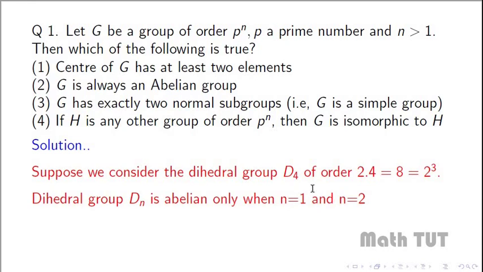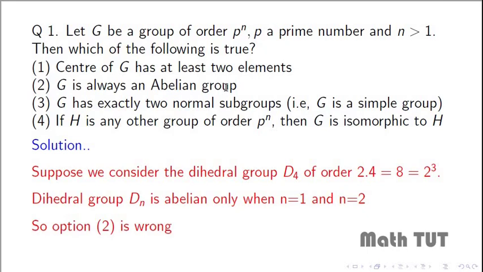So with this fact, actually we can take out the second option, that is, G is always an abelian group. So we found basically a group of order 2 cube which is not an abelian group. So this second statement stands false. So now let us move on to the next option.